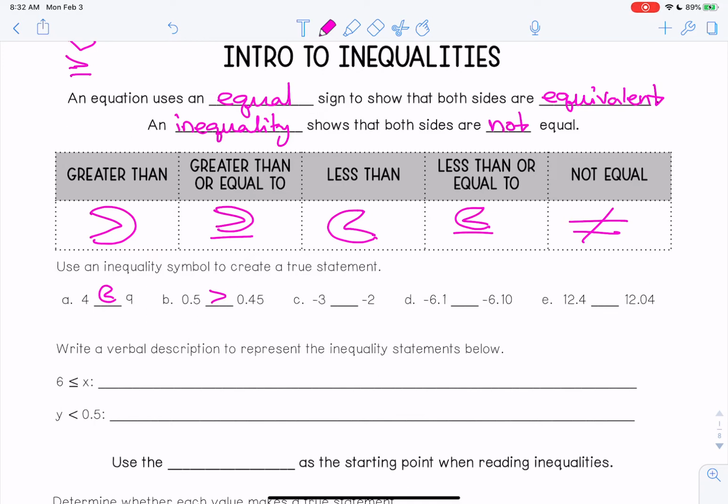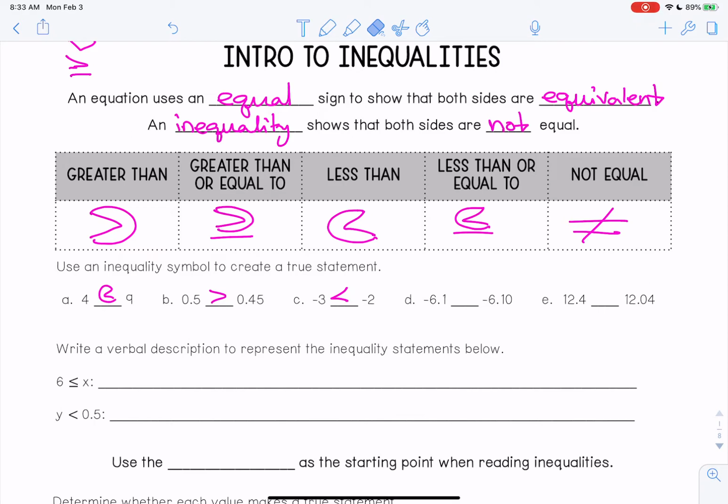For -3 and -2, remember you're looking at a number line. Here's my 0. -1, -2, -3. 1, 2, 3. -3, you would think, is a bigger number because it's got a 3 in it. But -2 actually is closer to 0, 1, 2, 3, the positive numbers, right? So it's actually bigger than -3. Okay, because it's more towards the larger numbers. All right.